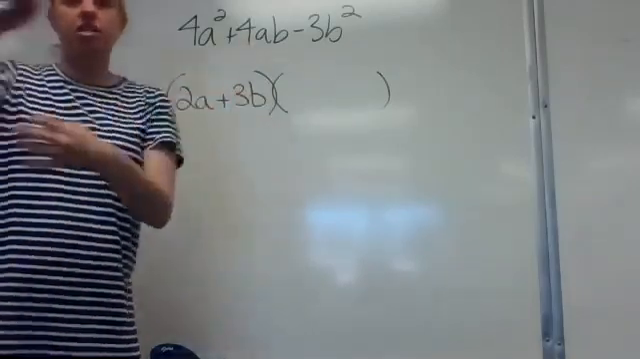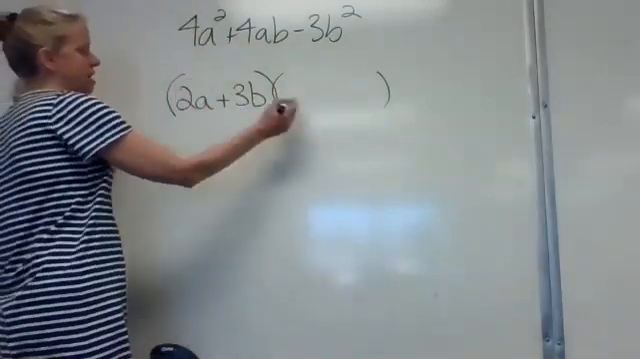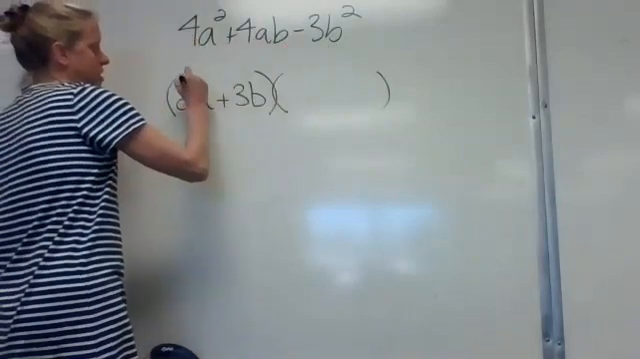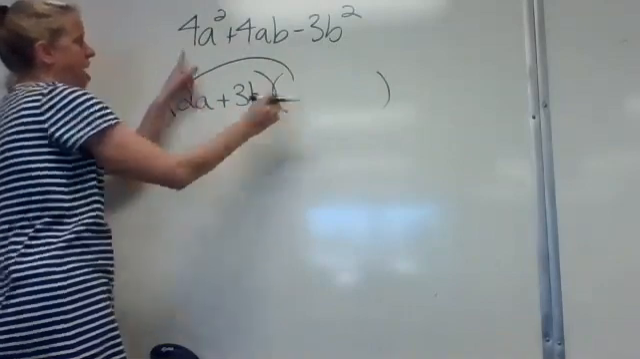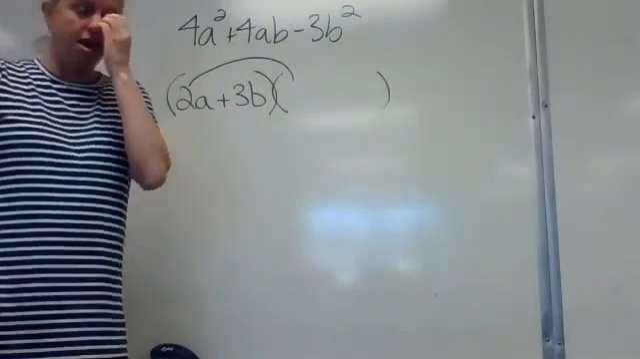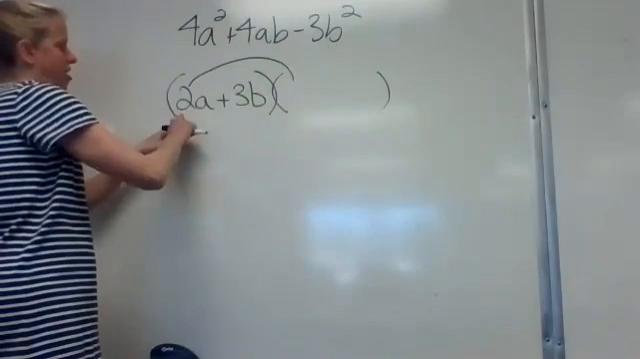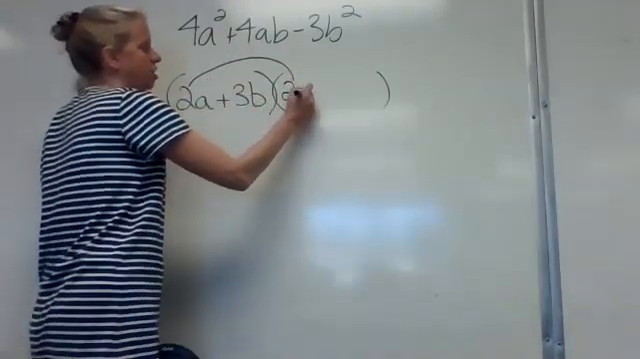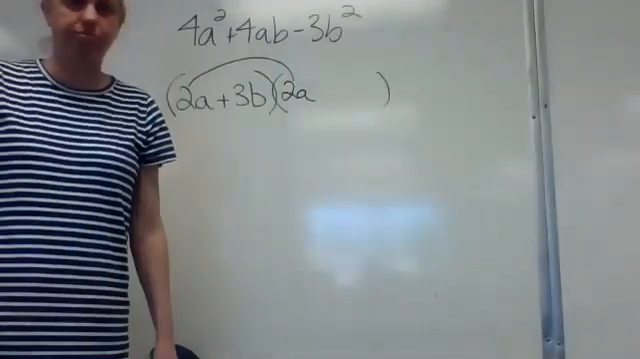I know that factoring is the opposite of FOIL. So what I need to think about is if these two things are going to multiply and get me back to here, this one times this one, my first is going to have to be 4a squared. So what does that mean this needs to be? If it's going to end up 4a squared, I'm going to have to multiply this 2a times another 2a, right? That's how it would turn into 4a squared.